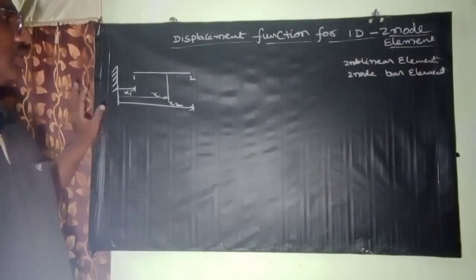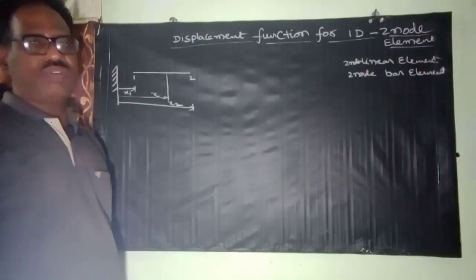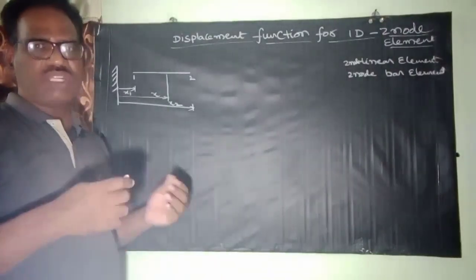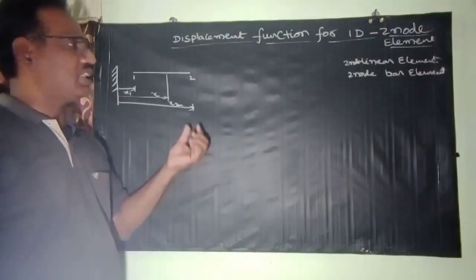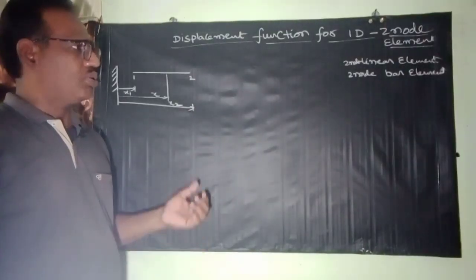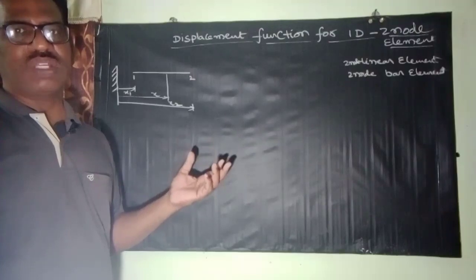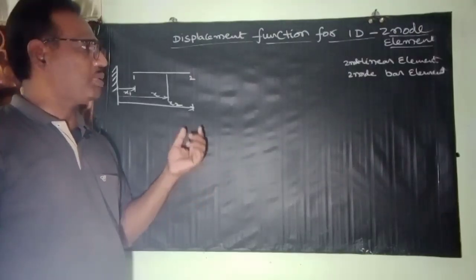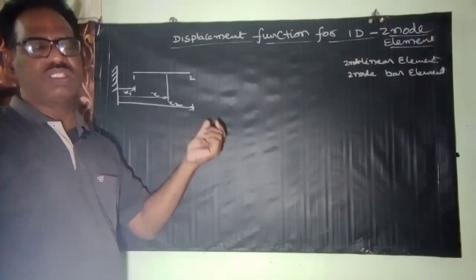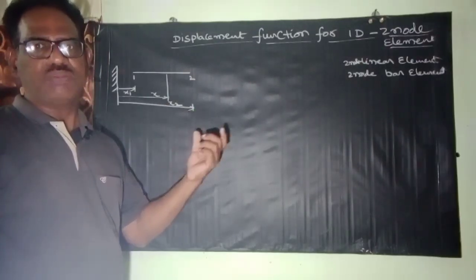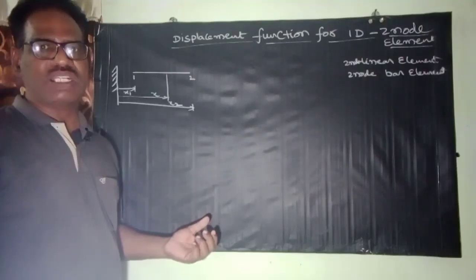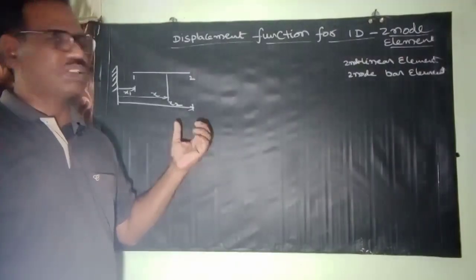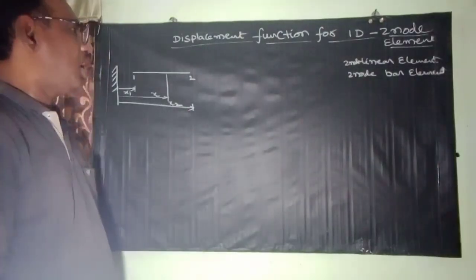For the displacement function, when a load is applied on the body discretized into one-dimensional elements, the body will get elongated, so there will definitely be some deformation. If you want to predict how much deformation there will be, we have to assume what type of displacement function it is, and express it mathematically. So we consider a mathematical function for describing the displacement when the load is applied.